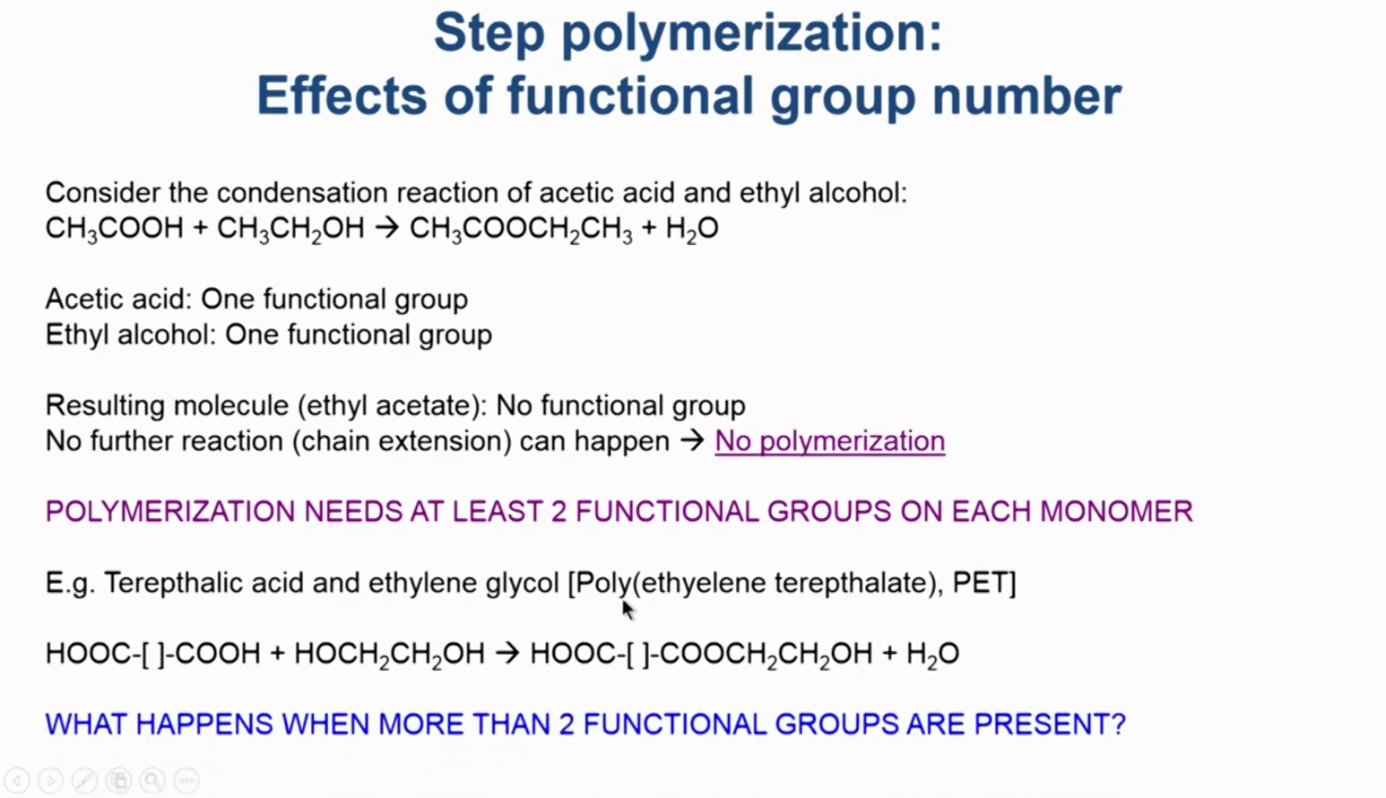A quick question here: what will happen if you have more than two functional groups in your monomer? Any guesses that you may have? I will give you a moment to think about that.